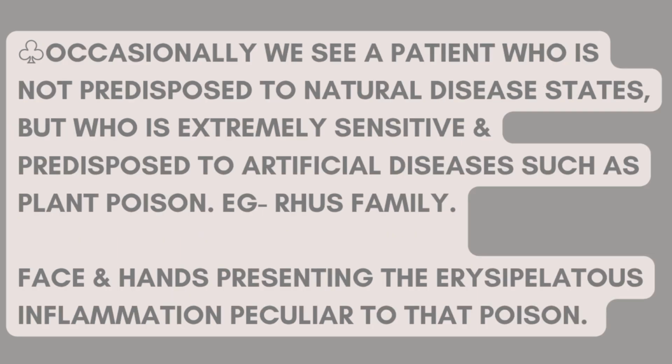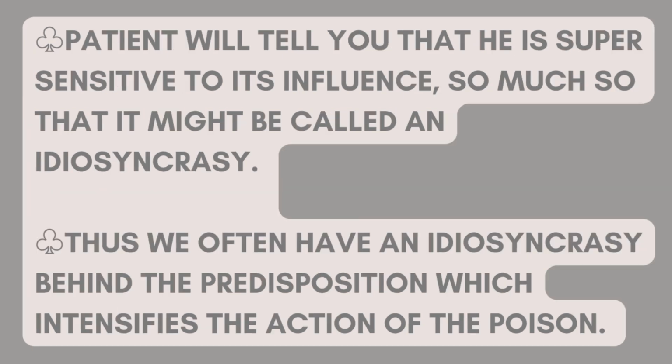Occasionally, we see a patient who is not predisposed to natural disease states, but who is extremely sensitive and predisposed to artificial diseases such as plant poison. Example, Rhus family. Face and hands presenting the erysipelatous inflammation peculiar to that poison. Patient will tell you that he is super sensitive to its influence, so much so that it might be called an idiosyncrasy. Thus, we often have an idiosyncrasy behind the predisposition which intensifies the action of the poison.